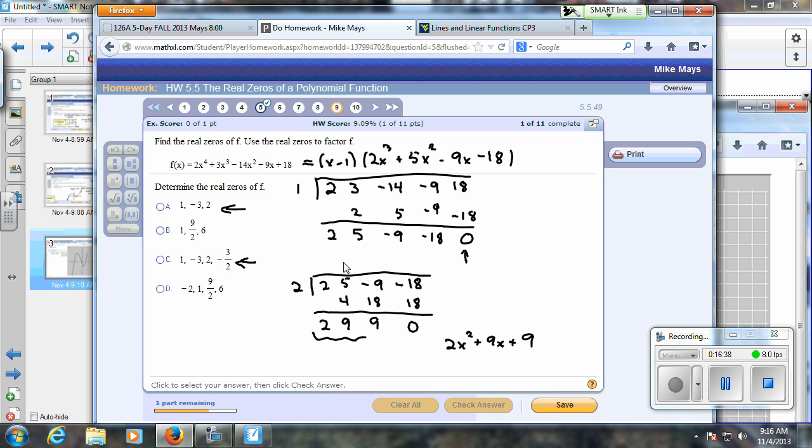Sometimes I can factor a quadratic a little bit better. How about if I factor the quadratic as 2x times x and 3 times 3 to be 9. So 2x plus 3 times x plus 3, sure enough, factors as 2x squared plus 9x plus 9. And that would say 2x plus 3 is 0, says x is minus 3 halves. X plus 3 is 0, says x is minus 3. So minus 3 and minus 3 halves, that makes C the right answer.